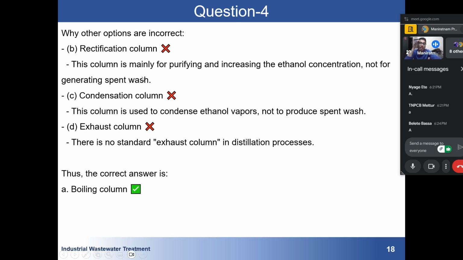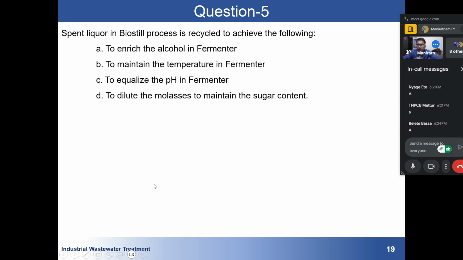The other options are incorrect because the column is mainly for purifying and increasing the ethanol concentration, not for generating spent wash. The condensation column is used to condense ethanol vapor, not produce spent wash. Exhaust column, there is no standard exhaust column in distillation. The correct answer is A. The spent liquor in the biosteel process is recycled to achieve the following.